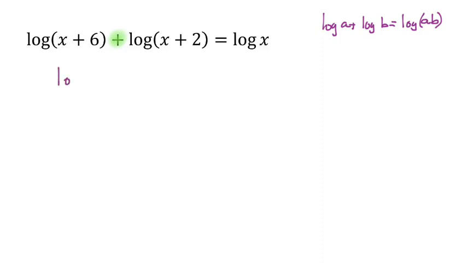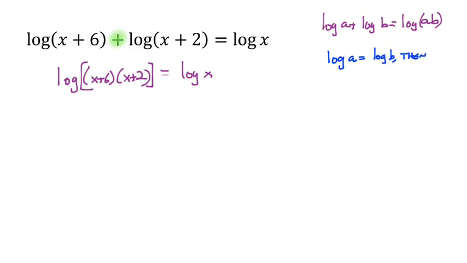I can rewrite this as the log of x plus 6 times x plus 2, and that's equal to the log of x. Now, the other idea that we can use here is the idea that I mentioned in the previous slide, that if the log of A equals the log of B, well then it follows that A must be equal to B. So if the log of A equals the log of B, then we know that x plus 6 times x plus 2, our A value, must be equal to our B value. And so by doing this, I've just rewritten, using our properties of logs, this as a normal equation that we can solve.